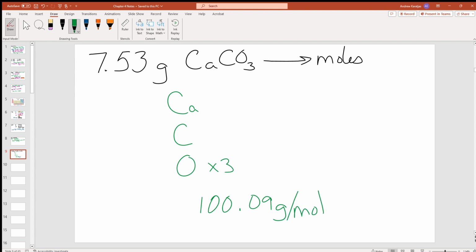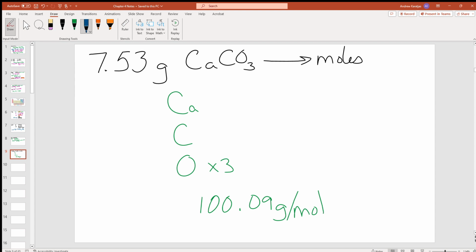If you get something that's a little bit different, don't be concerned. And by a little bit different, I mean a little bit different past the decimal point. Sometimes these molar masses get adjusted on periodic tables over time as more information is learned about these elements. So as long as you're working with a number that's around 100, you should be in good shape.